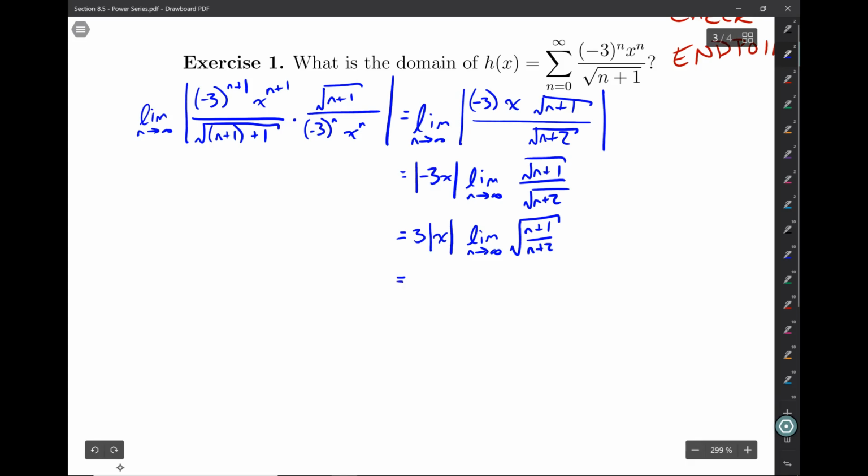We can actually use some limit laws. The one in particular that I want to use here is the limit of a square root is the square root of the limit. And so we can put this limit inside of the square root. And we have a limit as n approaches infinity of n plus 1 over n plus 2 inside the square root.